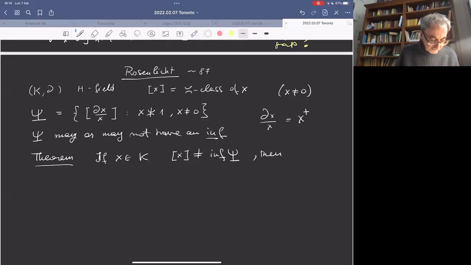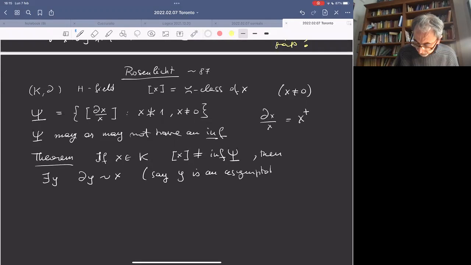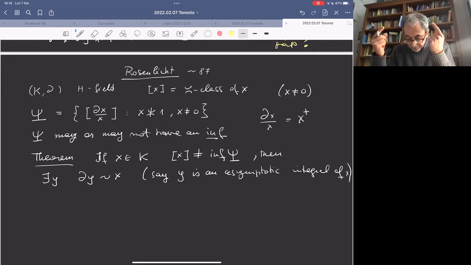then X has an asymptotic integral. So there exists Y such that the derivative of Y is asymptotic to X. Say Y is an asymptotic integral of X. So there is at most one exception. So either everybody has an asymptotic integral, or there is at most one exception in terms of Archimedean classes. Everything which is not in that Archimedean class has an asymptotic integral. There is at most one exception. So this is a beautiful result.